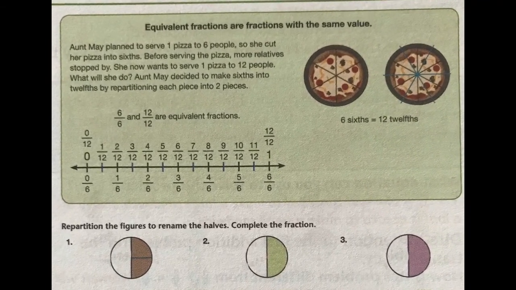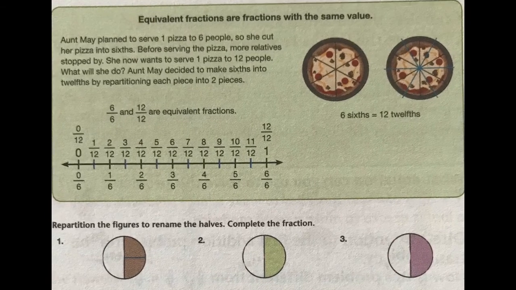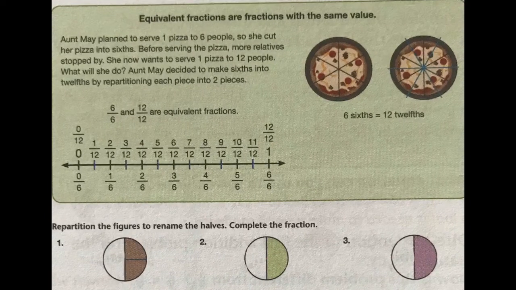All right, so let's take a look at the top up here in this green box. And let's read the story. Aunt May planned to serve 1 pizza to 6 people. And here it is. So she cut her pizza into 6. Before serving the pizza, more relatives stopped by. She now wants to serve 1 pizza to 12 people. What will she do? Aunt May decided to make 6 into 12ths by repartitioning each piece into 2 pieces. Remember, partitioning is just cutting or dividing.